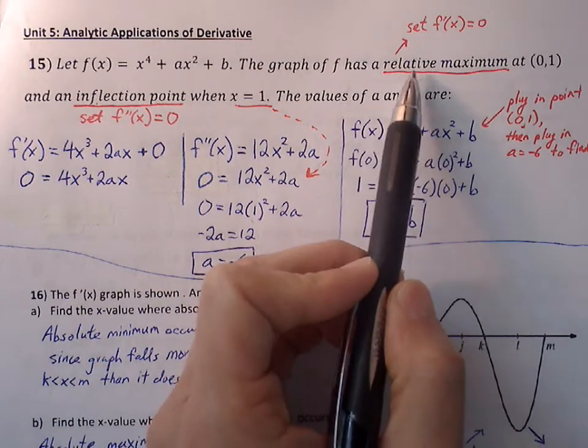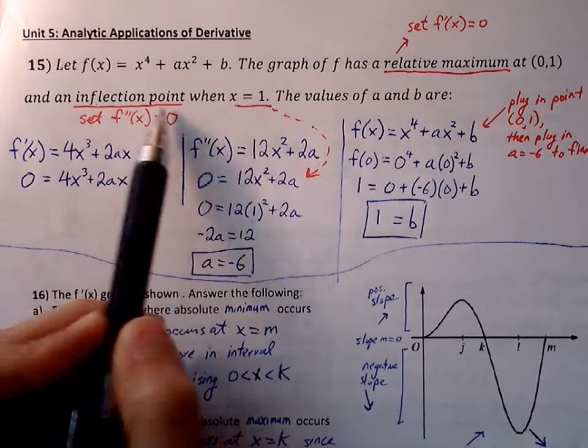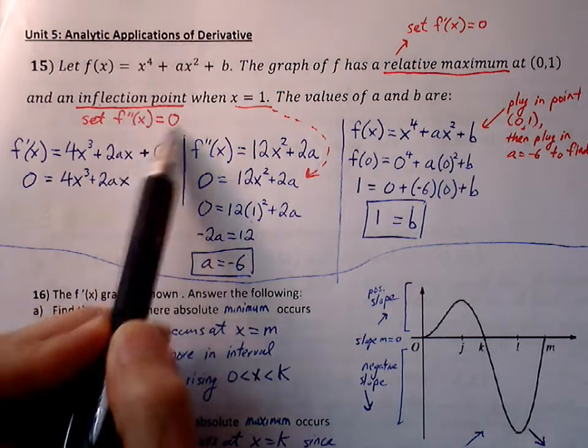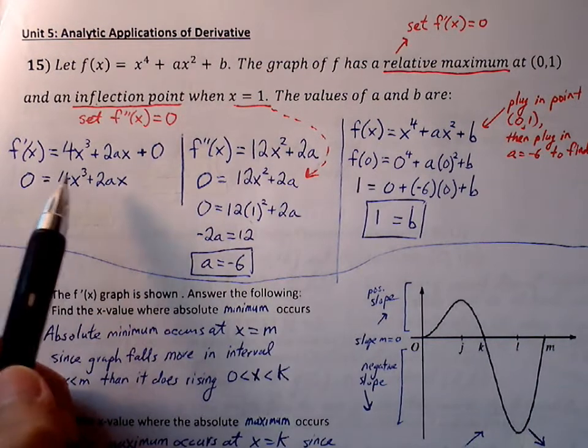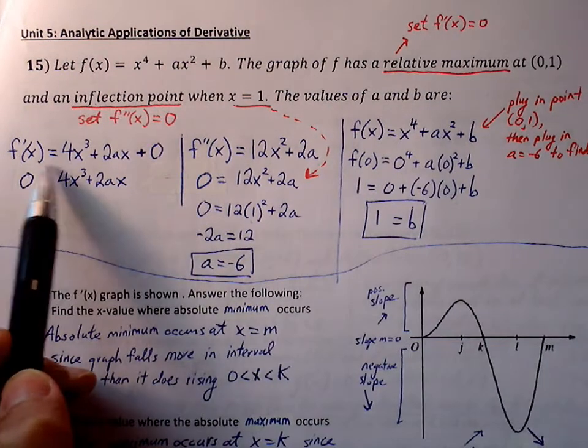So relative maximum occurs when our slope is 0. And an inflection point when x equals 1. So an inflection point occurs when f double prime is equal to 0. The values of a and b are... So I'm going to first start off with f prime. Set f prime equal to 0 and see where that takes me.